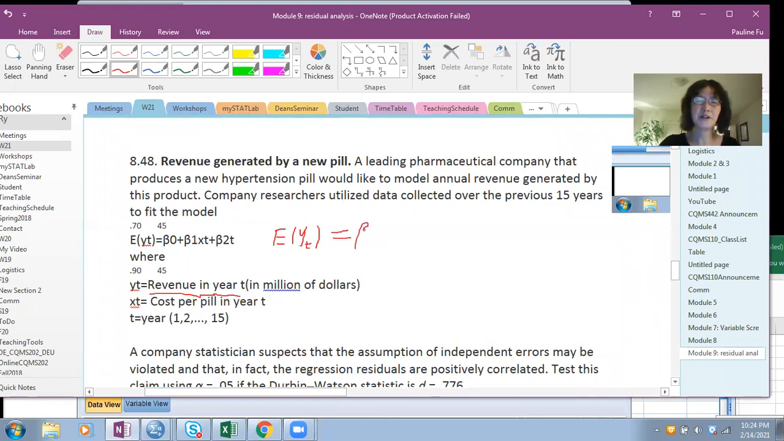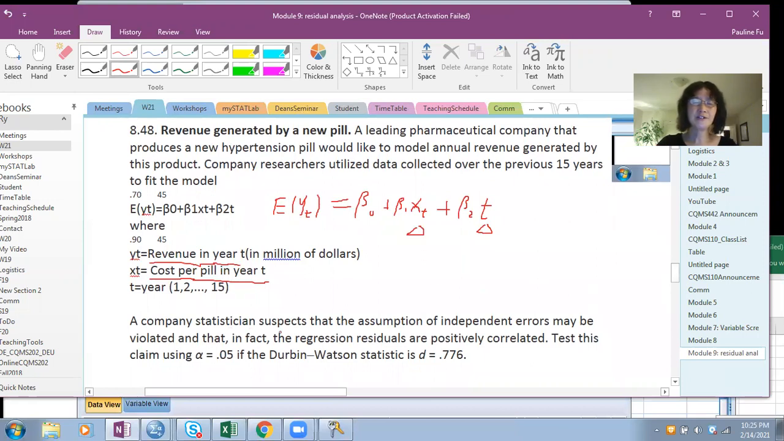Okay, so equal to beta 0 plus beta 1 X subscript T. X subscript T represents cost per pill in year T. And then plus beta 2 time. T is time in years, year 1 until year 15. So this question, as we can see, has time as a variable. Another variable is the cost. So this could be time series data. Okay, multiple regression for time series data.